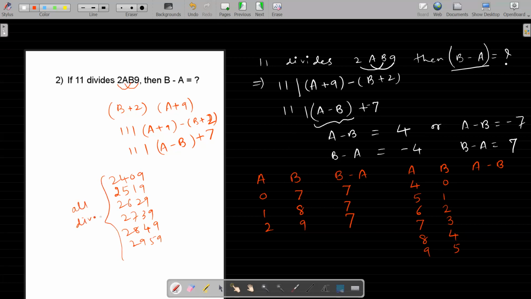Sir, the correct answer is 4 or 7. So what is the answer? B minus A should be either 7 or minus 4. Okay, sir. And again, you can see one fact: the difference between 7 and minus 4 is 11, right? 7 minus minus 4, that is 11.